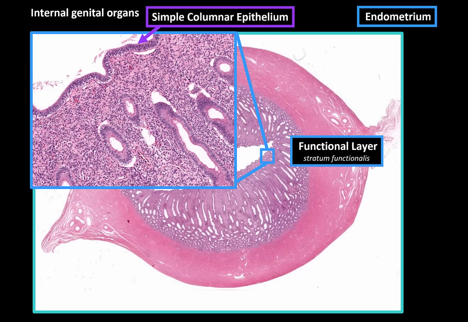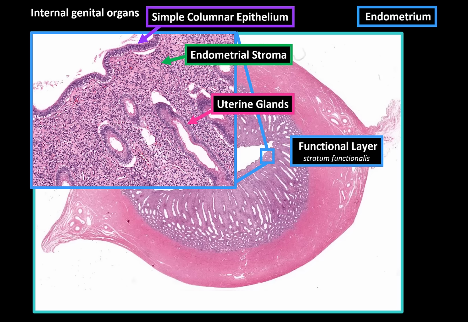It consists of simple columnar epithelium. It has an endometrial stroma, which is the underlying connective tissue, and it has many uterine glands, which during the menstrual cycle, the surface epithelium invaginates into the stroma to form simple tubular glands, which is the one you see here.